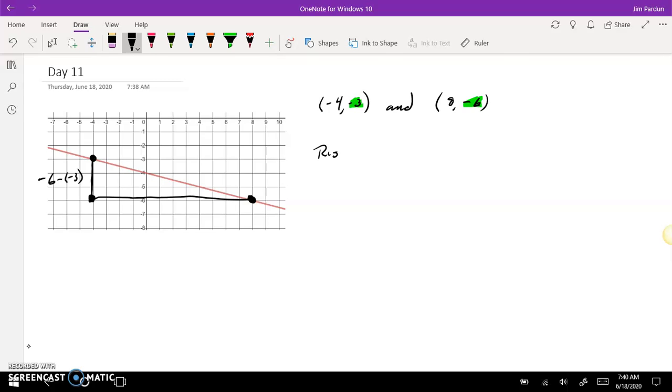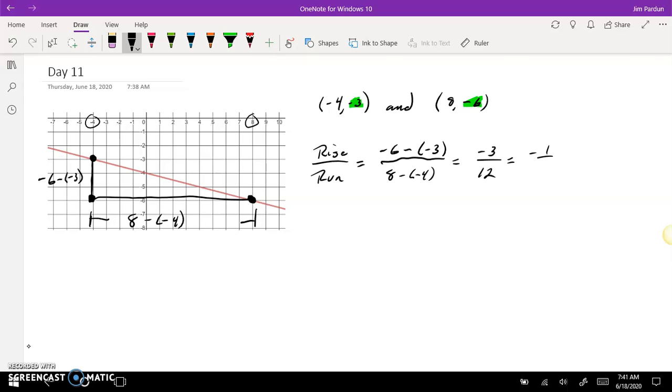So for my rise, I'll put rise over run. The rise is going to be -6 minus a -3. That's the distance of that vertical line. The distance of this horizontal line right here is going to be 8 minus a -4. And so that's my run. So when I simplify this, this is going to give me -3 over 12, which reduces to -1/4, which is what we got before.